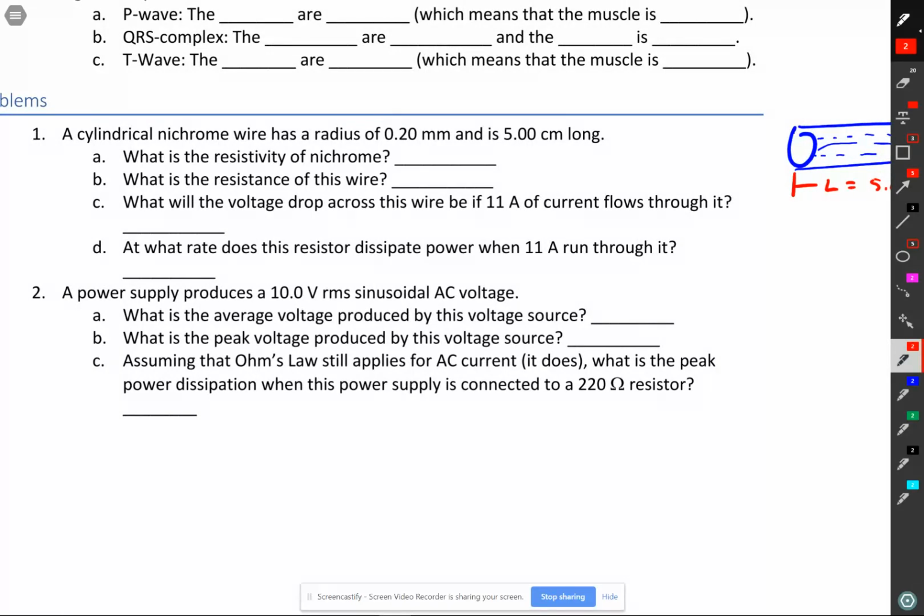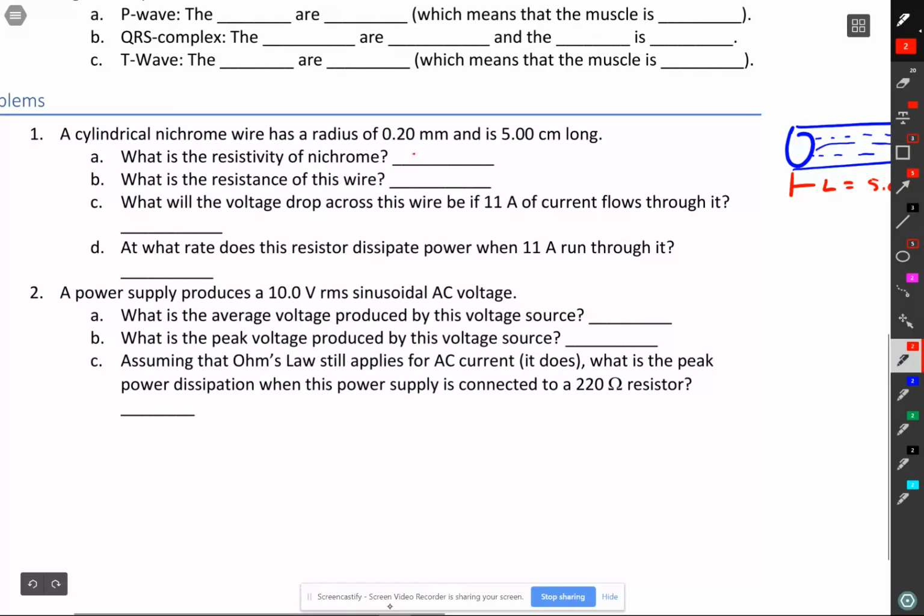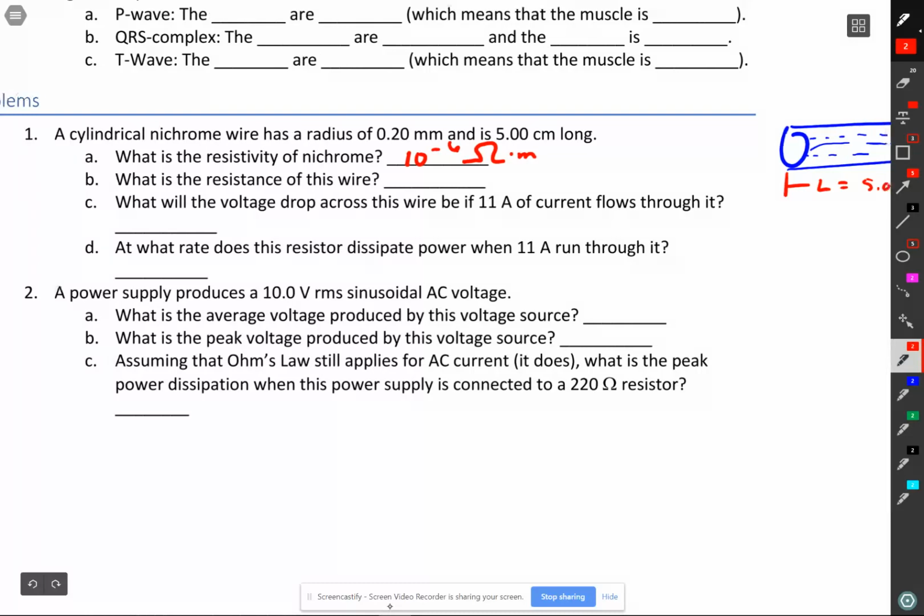In chapter 20.3, there is a table that lists a bunch of different metals, and it says that for nichrome, the resistivity is 10 to the minus 6 ohms times meters. Ohms we write with the omega, ohms times meters. And then we have, what's the resistance?